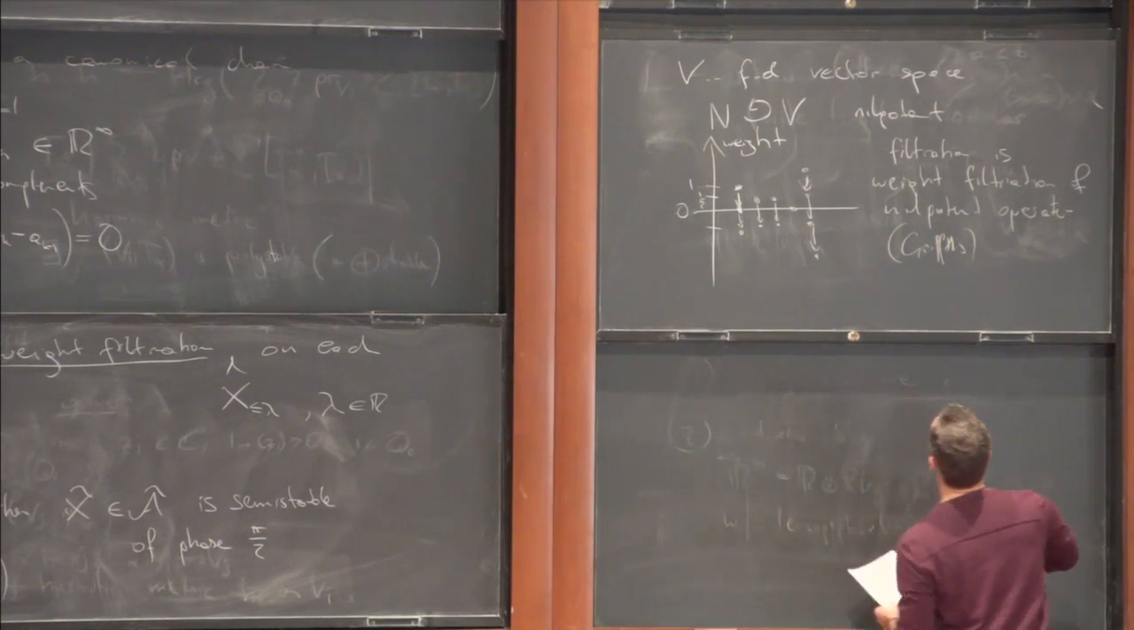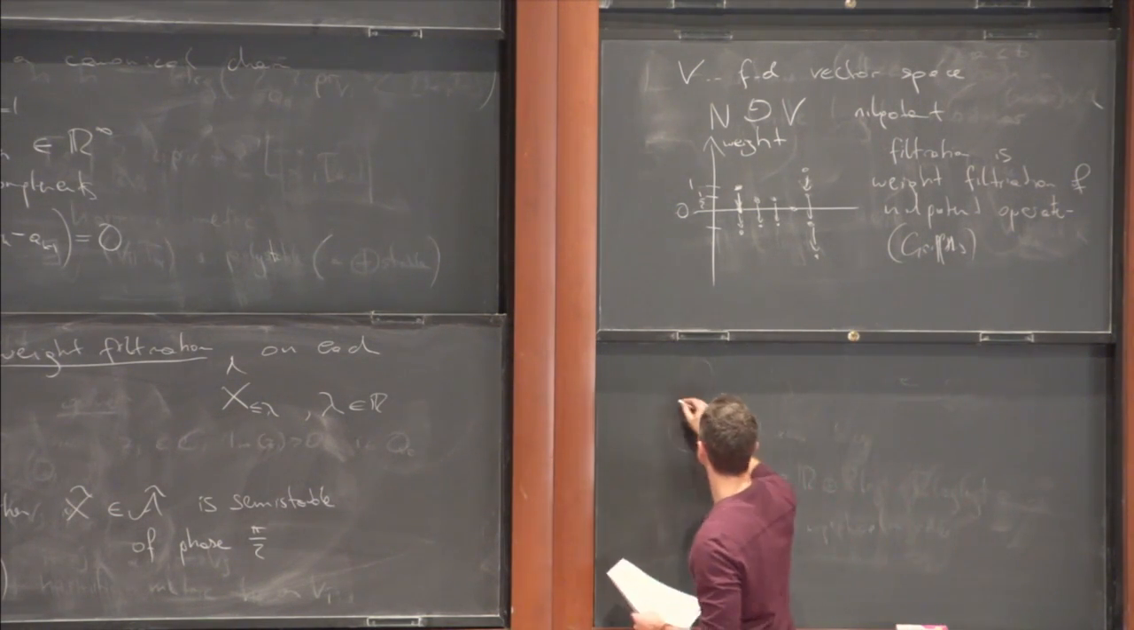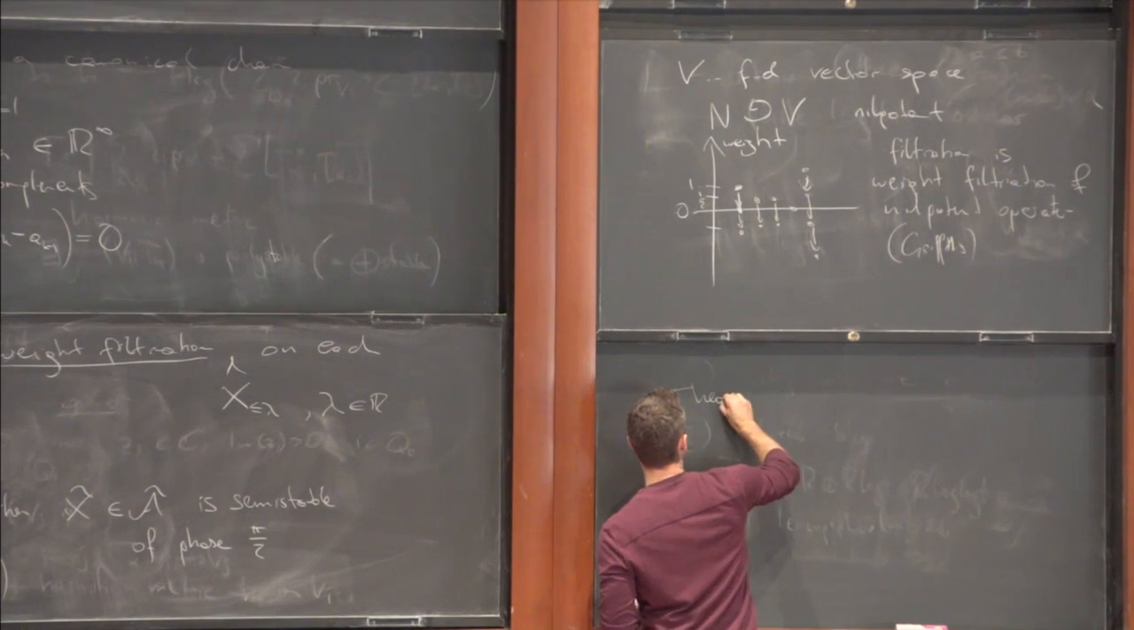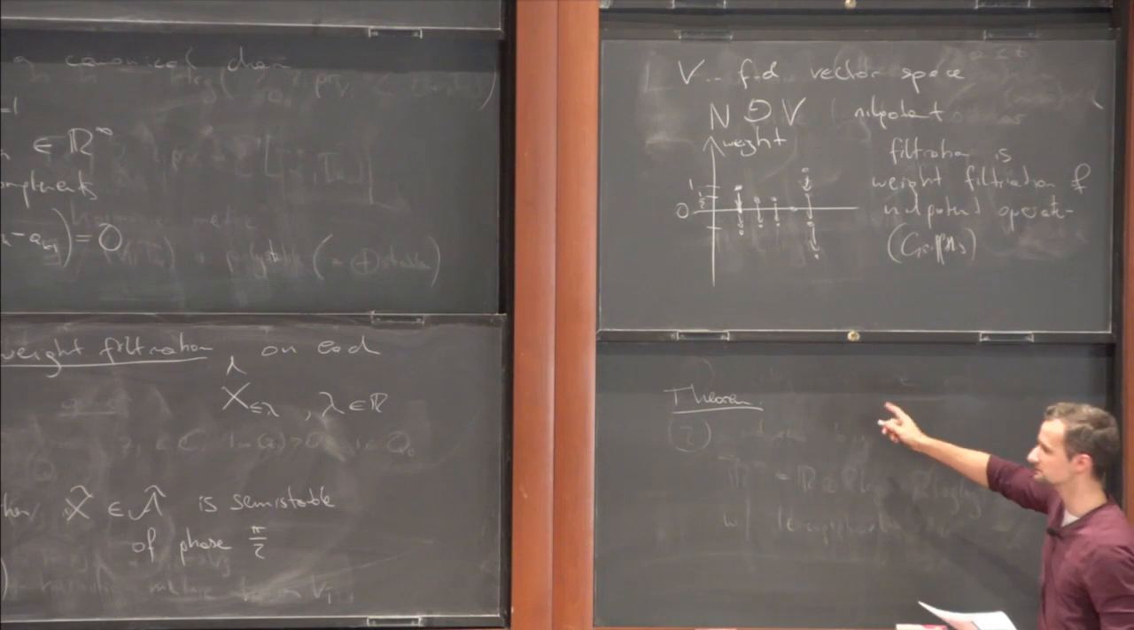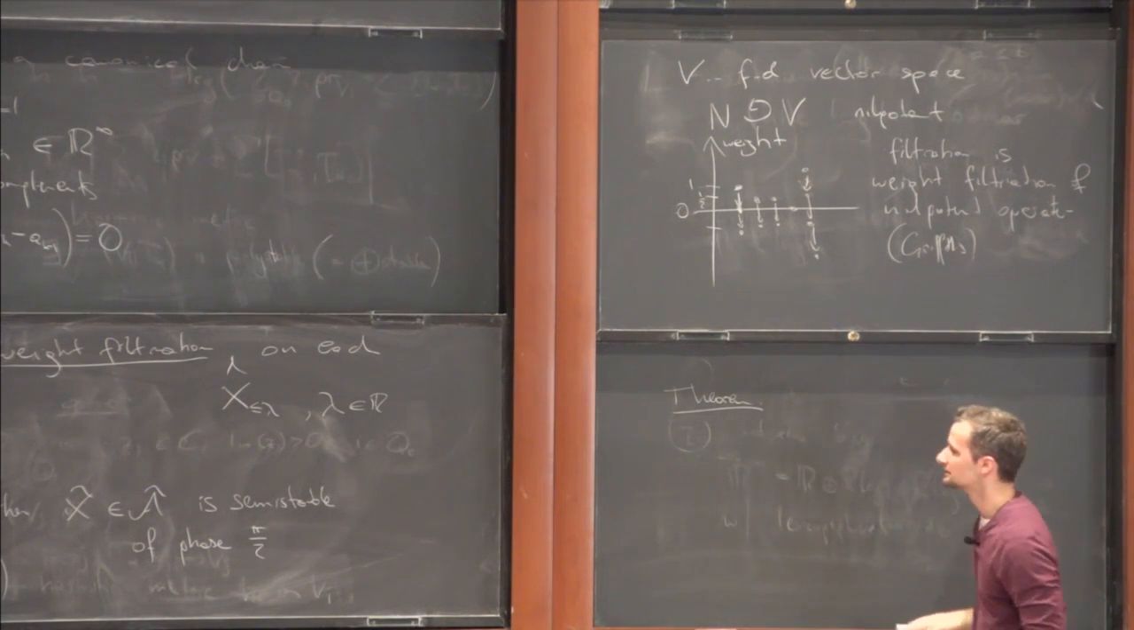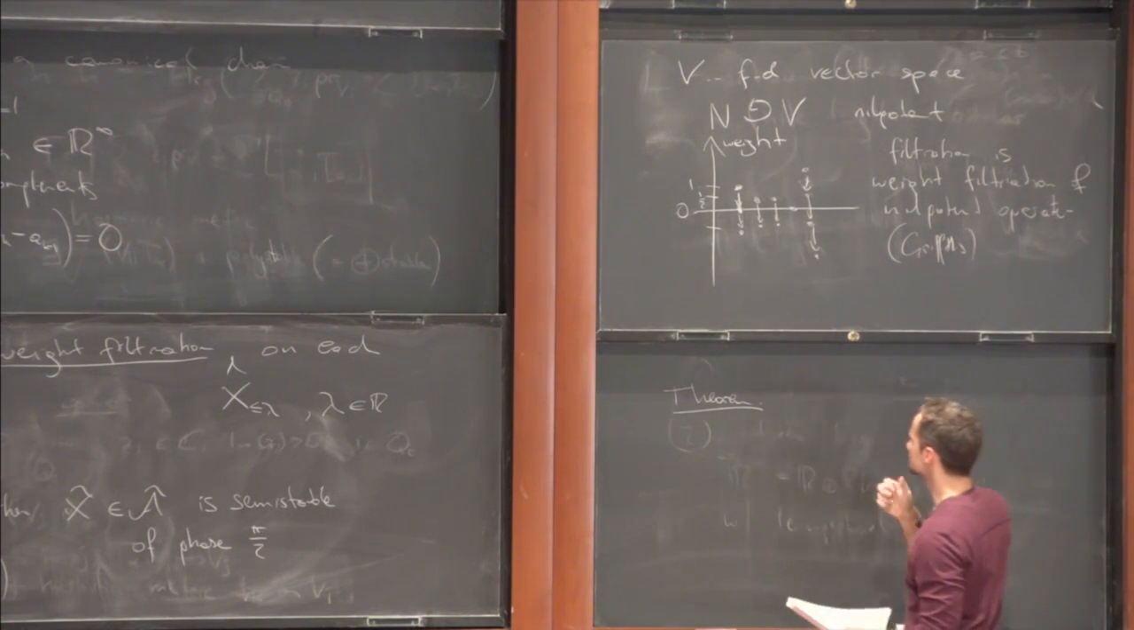Maybe I should mention before I gave examples. The theorem is that, so what does this filtration have to do with what I was talking about before? It actually determines the asymptotics.